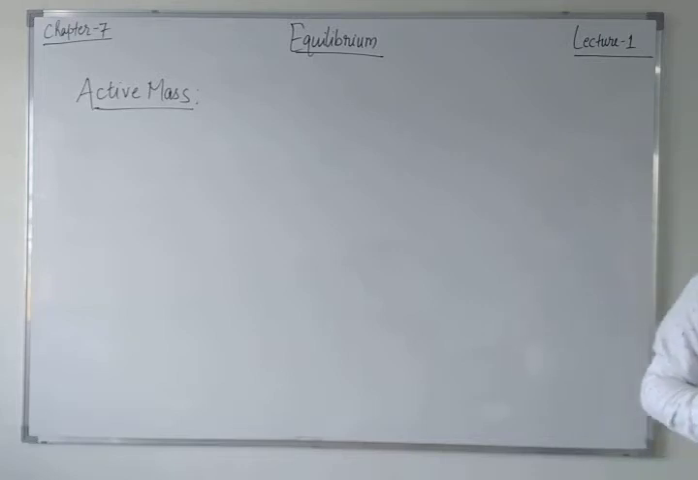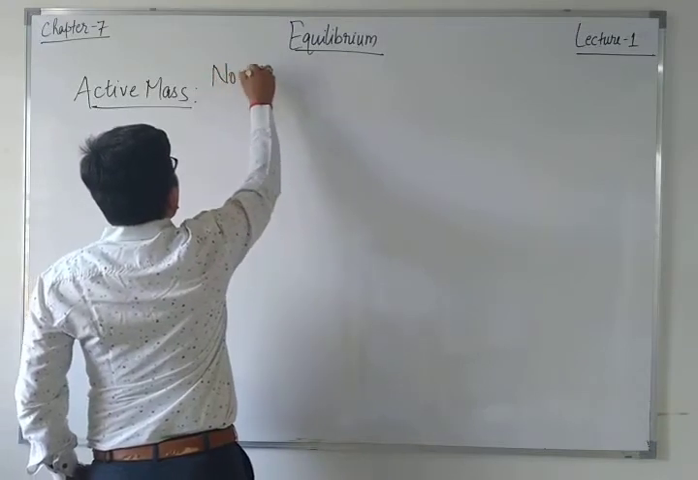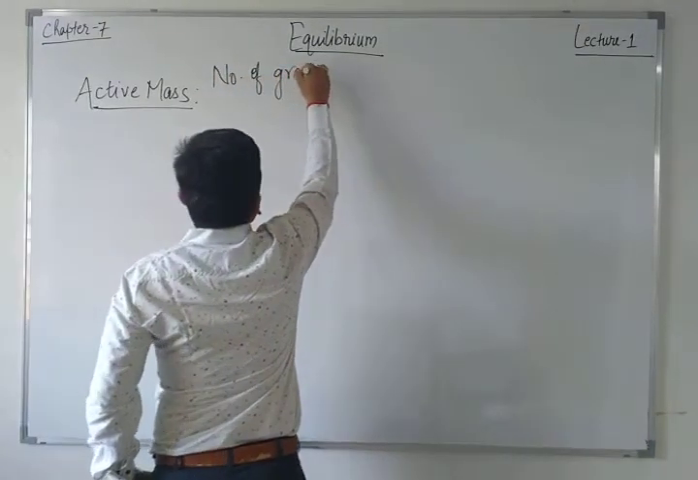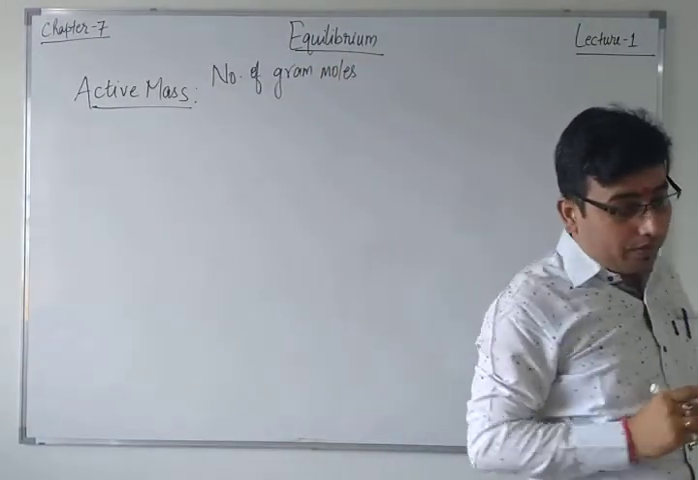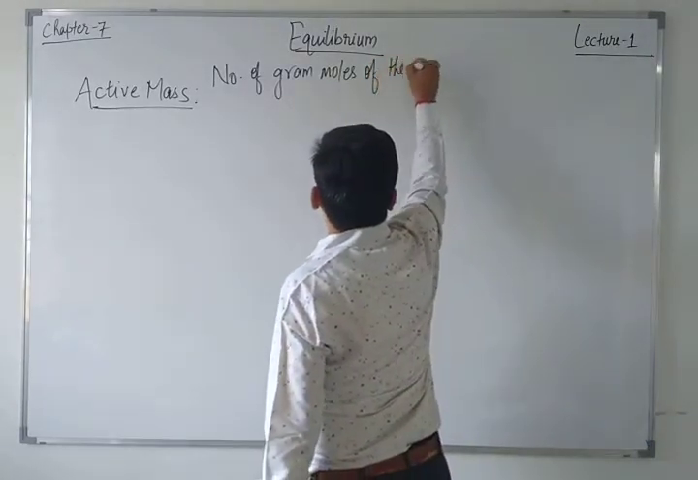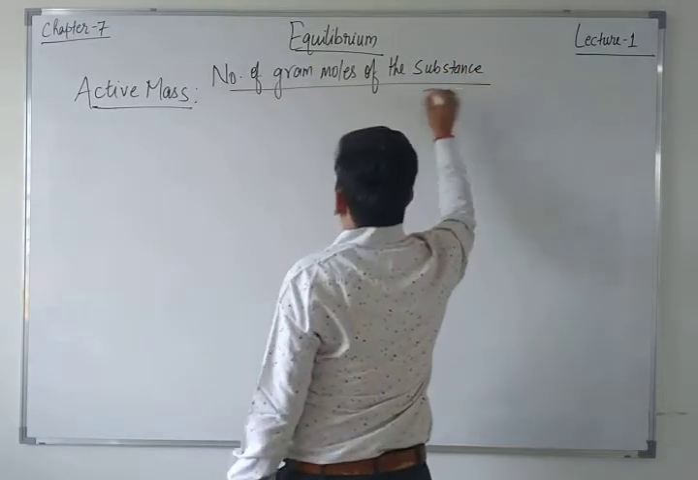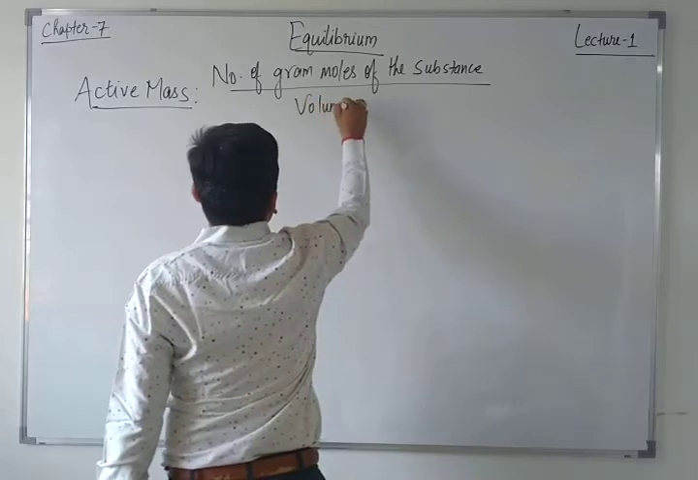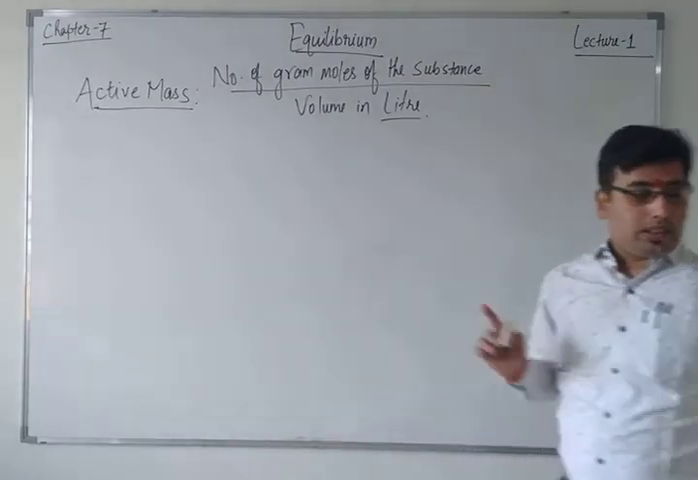It is the number of gram moles of the substance by the volume in liter. Why am I writing gram moles? I hope I have taught you this in the basic concepts of chemistry. Number of gram moles of the substance by the volume in liter. Okay, so remember this word, active mass.